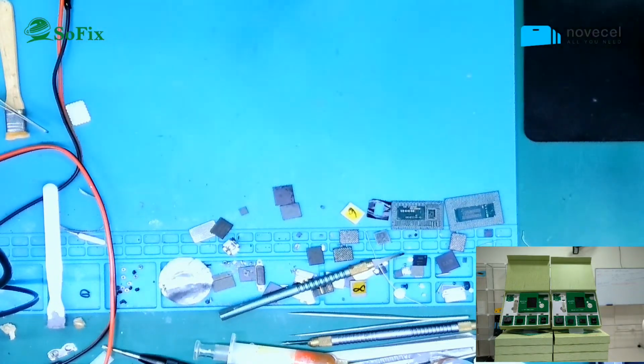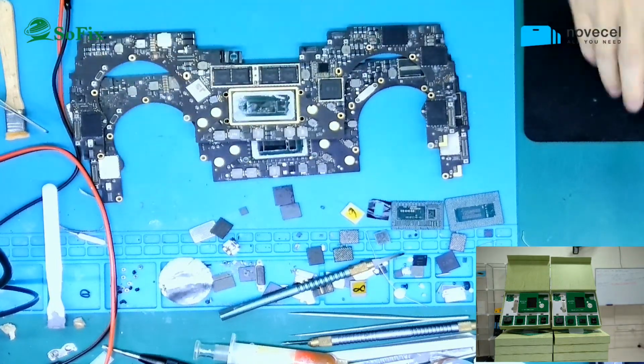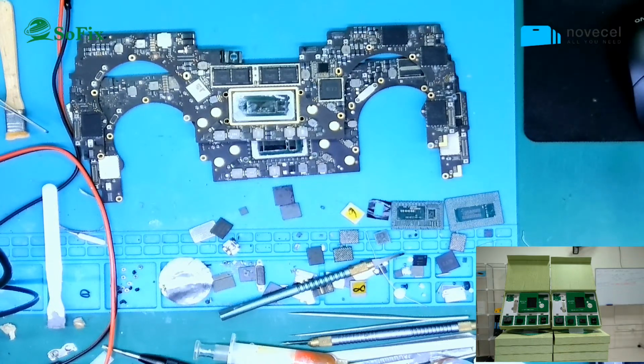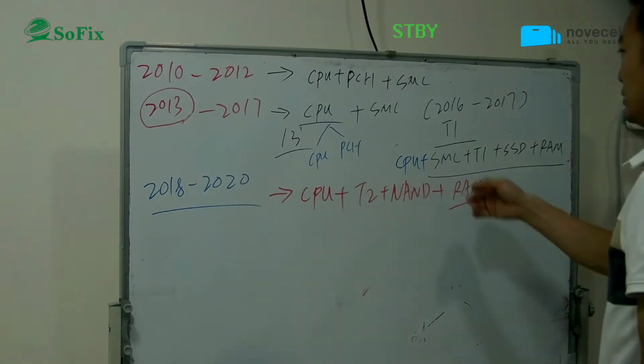So now this one is about the configuration from 2010 to 2020. Now we are talking about how to unlock the EFI and the PIN lock. So now let's change the camera. Configuration finished.